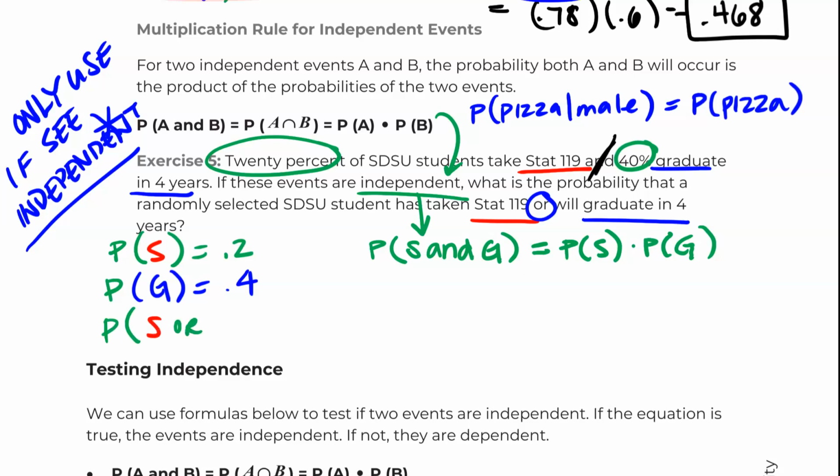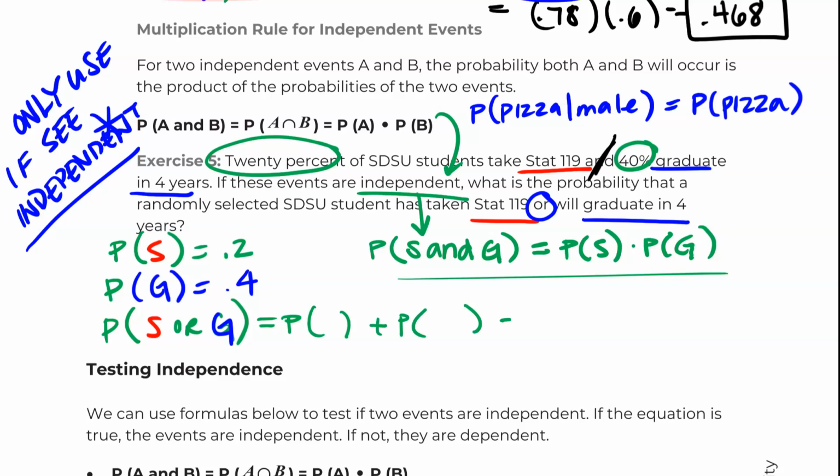And if they're independent, we are looking for the probability of Stat 119 or graduate. Now, one thing that students will get sort of excited about and just move forward with is they'll just use this and probability and think they're done. But we're not asking for and, we're asking for or. So we have to remember that the or formula is the probability of S plus the probability of G minus the probability of S and G, right? I wanted to use my cute colors, but I failed. I got excited. That's the probability formula for or.